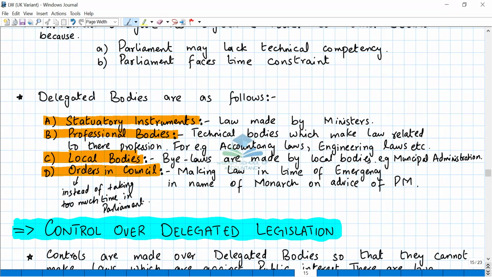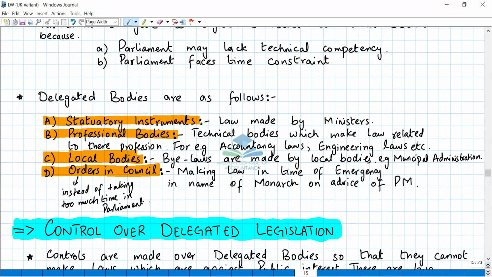And last is orders in council. Orders in council is basically the privy council, whose responsibility is to create the law in time of emergency in the name of the monarch on advice of the PM. Now, what does this mean?